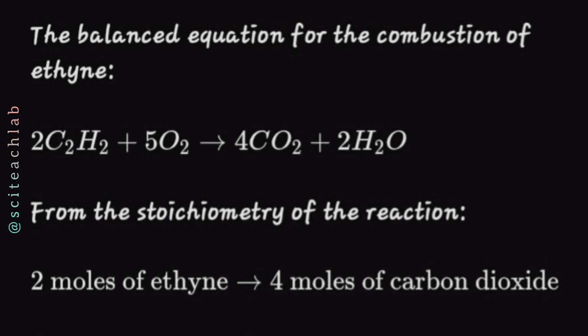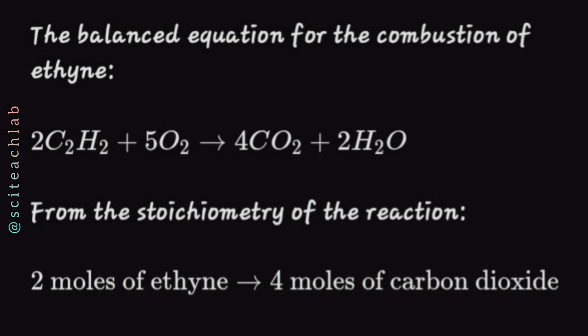If we balance the equation, the reaction equation will become 2C2H2 plus 5O2 yields 4CO2 plus 2H2O. That is to say, 2 moles of ethane combined with 5 moles of oxygen gas to produce 4 moles of carbon dioxide and 2 moles of water. So we have balanced the equation. So we now know the mole ratio of what we are given to what we are looking for.